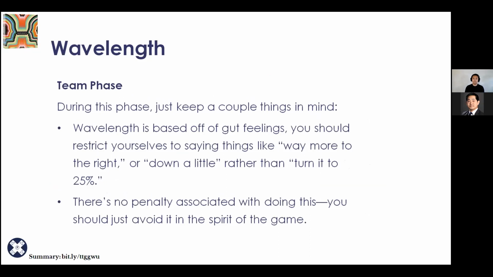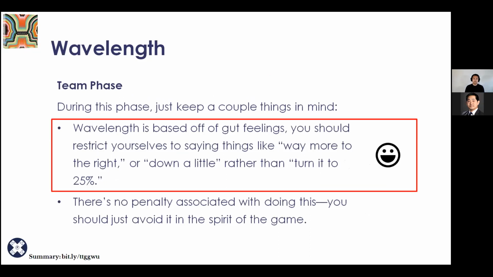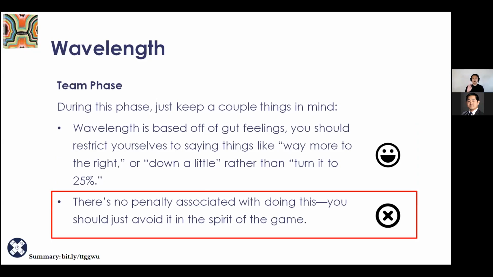During this phase, I just want you to keep a few things in mind. Unlike the other games we have identified, which are usually highly structured, Wavelength is not like that, and structure actually takes away from the game a little bit. This is pulled directly from the rulebook: Wavelength is very much based on gut feeling. You should restrict yourself to saying things like way over to the left, or a little far to the right, or a little down, rather than 25% that way, 70% this way. Again, there's no penalty for doing this, but as someone who's played this extensively in person, it kind of ruins the game if you do.